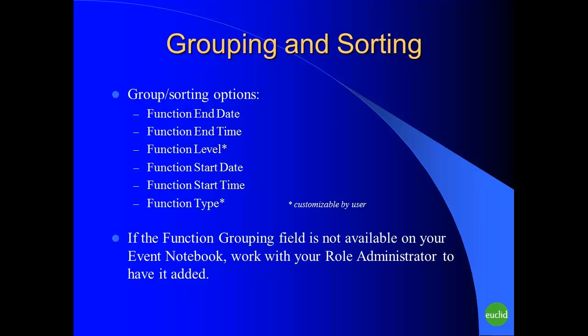Next, we will look at grouping and sorting. Available options are start and end date and time, as well as 2 user customizable fields, the function level and function type. These are drop-down fields on the function notebook, and the choices in the drop-down can be populated using the lookups reference table. Your system administrator can help with this. Please note that if the function grouping field is not available on your event notebook, you can work with your role administrator to have it added.